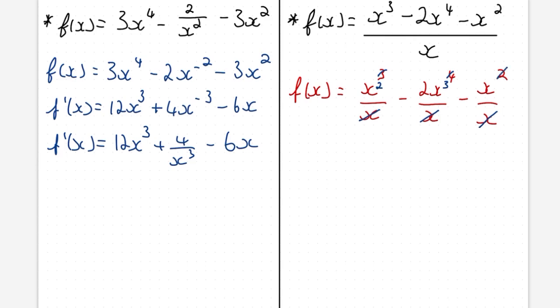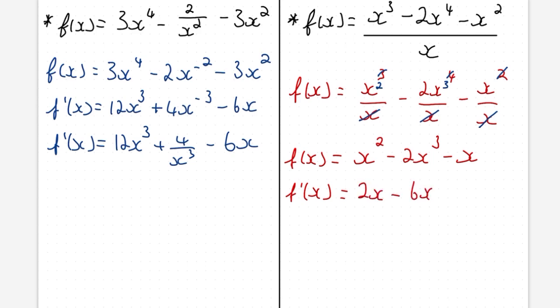Now take note, we haven't started deriving it. We're simply just simplifying and rewriting this in a form that's a bit more palatable, okay? So we have that f of x is equal to x squared minus 2x to the 3 minus x. Much more palatable, like we can work with this, right? Now we can start deriving with, say, f prime of x is equal to 2x minus 6x minus 1. Remember, the first derivative of x is just 1.